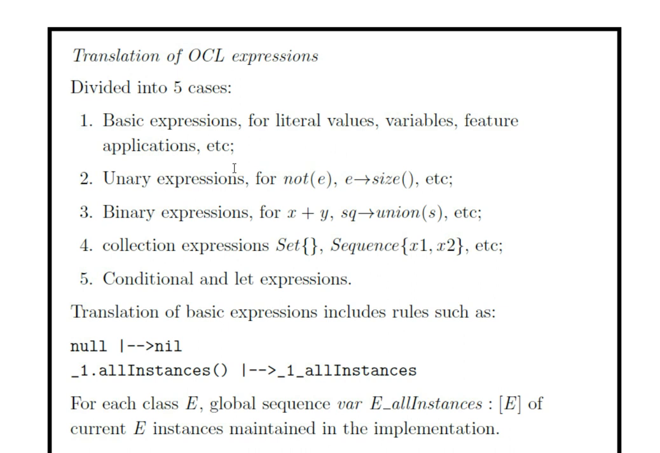The unary expressions and binary expressions and collection expressions sometimes need to have special purpose implementations in an additional library. I already said null, the equivalent of that is nil in Swift. To implement allInstances, we keep track of the set of existing objects of a given class by an auxiliary data item, which is a global data item, or essentially a static variable.